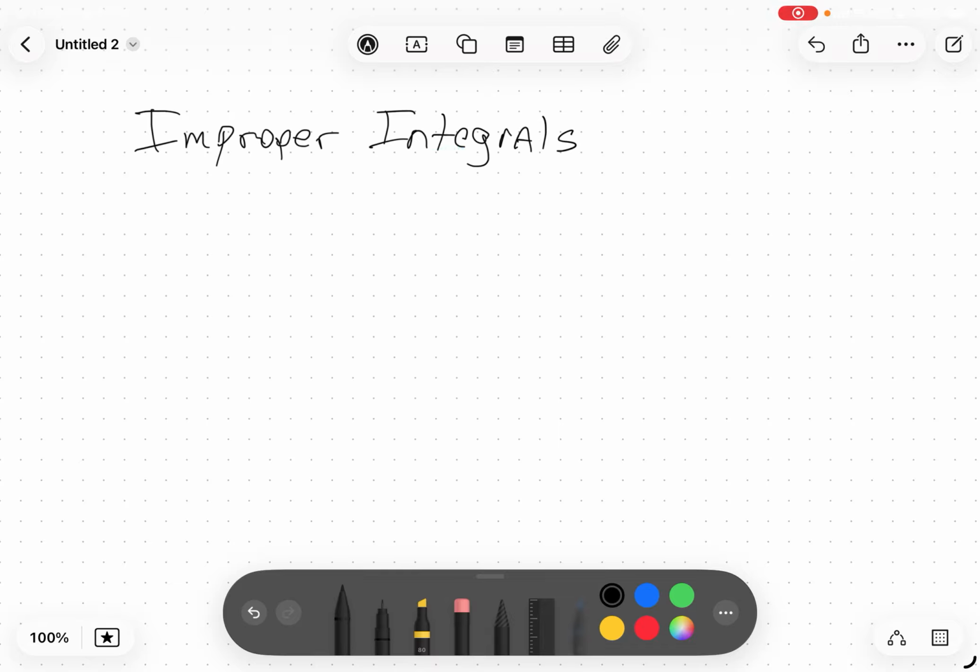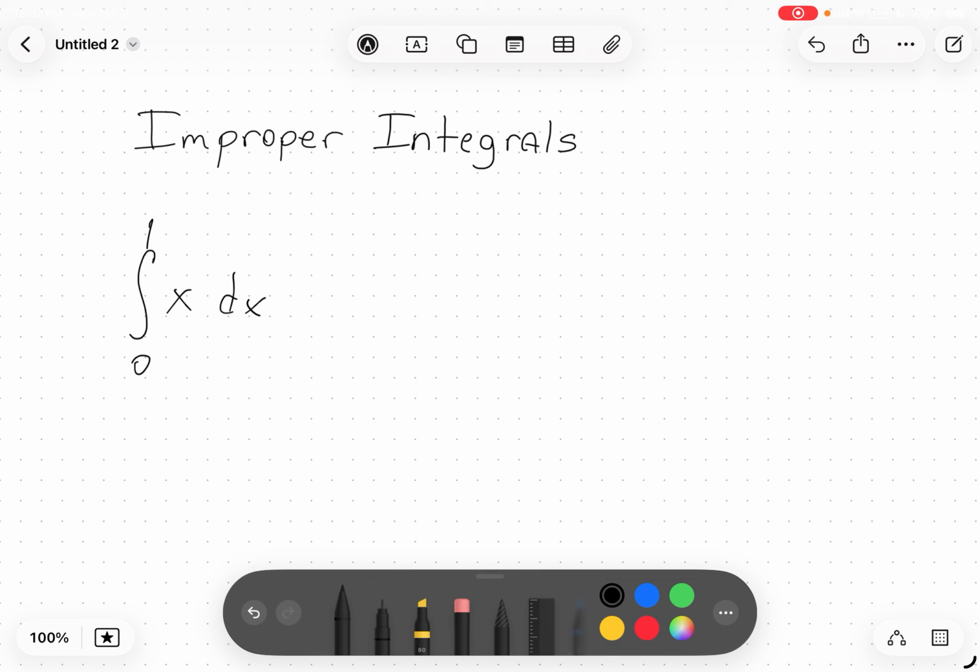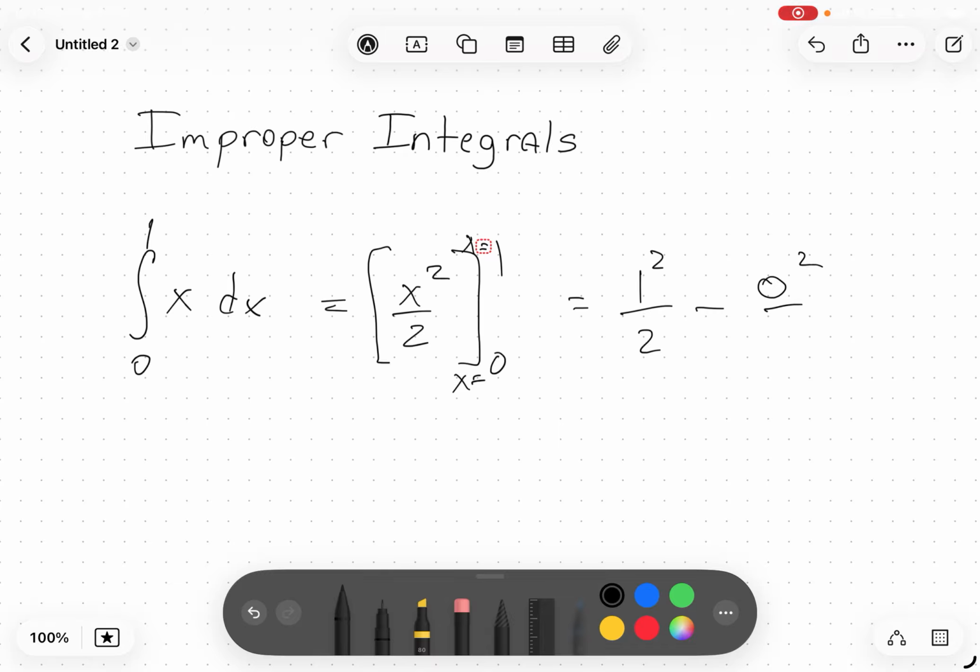So up until now, if you've been doing a definite integral, like the integral from 0 to 1 of x dx, I would consider this a proper integral because the way to do this is use the fundamental theorem of calculus, and then just put in your limits. So you put in 1, and then you put in 0, and you subtract the results, right? So that's kind of how that works out.